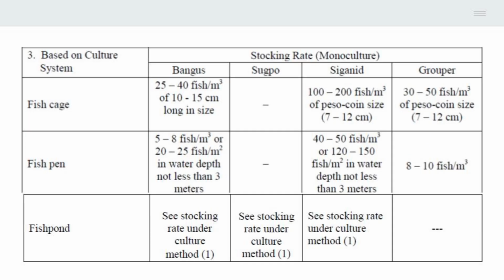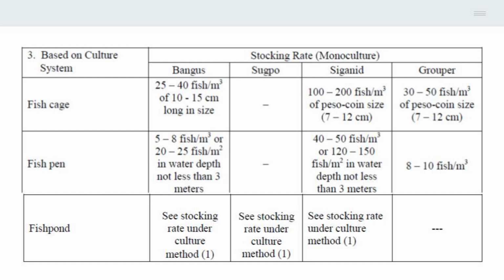Now let's talk about stocking rates based on different aquaculture systems. The density at which we stock fish depends on the culture method used. This table outlines the stocking rates for some common species in 3 systems: fish cages, fish pens, and fish ponds. First is the fish cage culture. It is the floating controlled enclosure. These are net enclosures suspended in open water, allowing continuous water exchange.